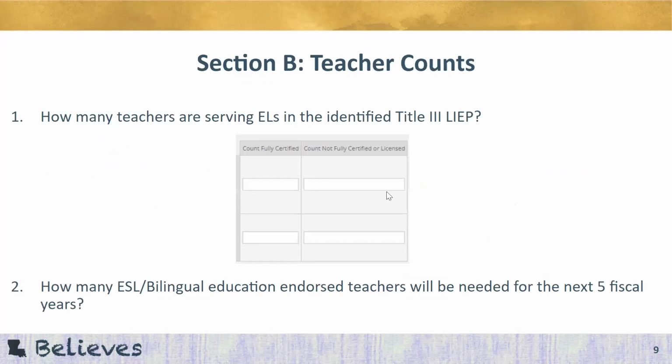The teacher counts, that's section B, so it's basically the second question. How many teachers are serving ELs in the identified Title III LEAP? Okay, so we're going to ask for fully certified and then not fully certified or licensed. That's what you're putting in there, okay? And as far as I can tell, this is teachers, not paraeducators, okay?